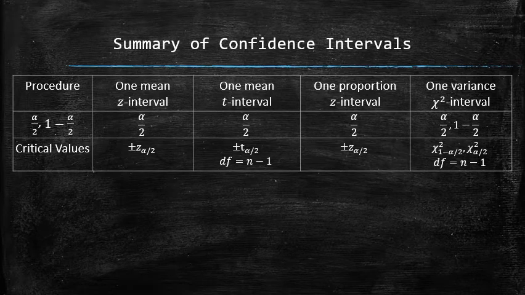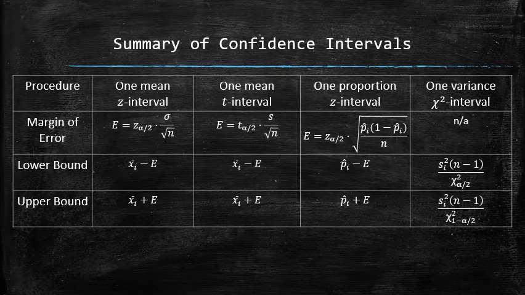Next, we determine the critical values. Depending on the procedure, you may have to do it in several steps. In Z procedures, we only need half alpha. In the T procedure, we also need the degrees of freedom. And in the chi-square procedure, we need both, 1 minus half alpha and the degrees of freedom.